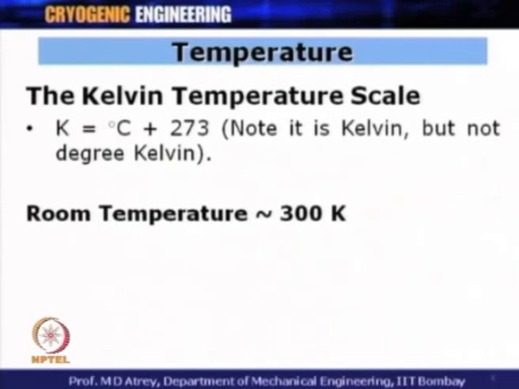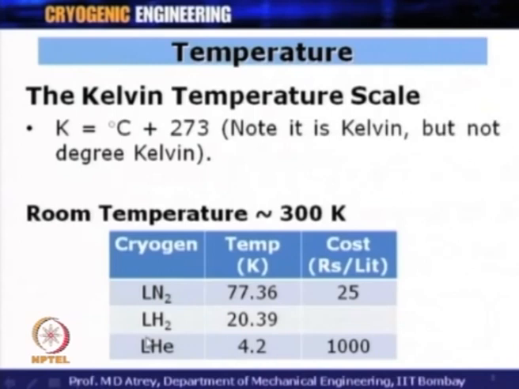Just to give an idea about different temperatures, the different cryogens which are broadly used are liquid nitrogen, liquid hydrogen and liquid helium, and their boiling points are 77.36 Kelvin, 20.39 Kelvin and 4.2 Kelvin.